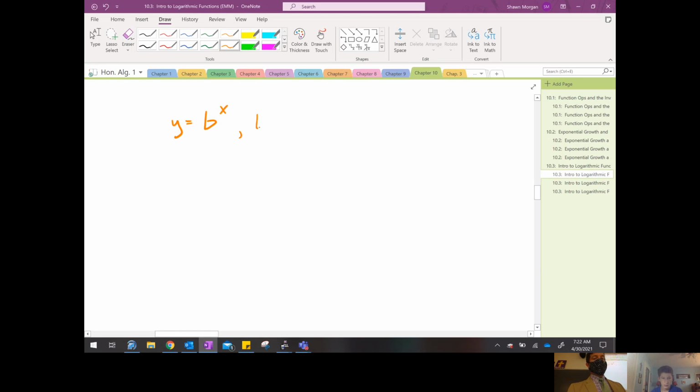And perhaps we'll say that b is greater than 1. So what kind of exponential function is this? We said when the base is more than 1, it's what? Growth. So let's just say that this is exponential growth. Can you guys talk to me about the domain of that function? In other words, what all x values am I allowed to have? Jack?